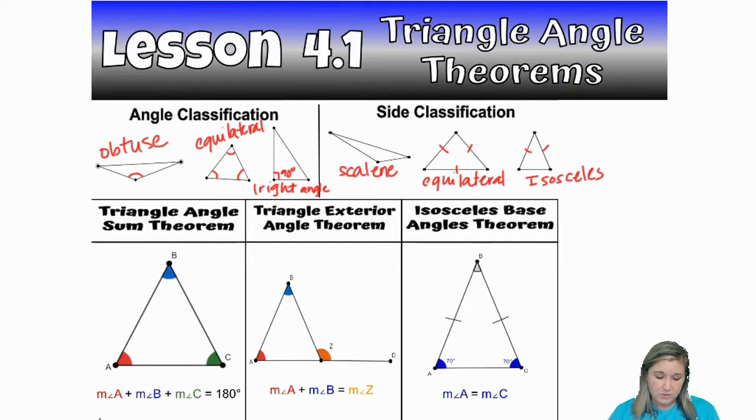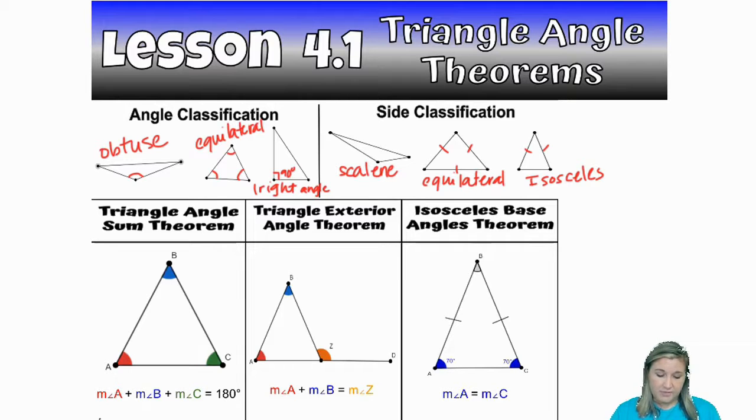So we may refer to triangles based on these classifications. Let's look at a couple of theorems that we have with the angles of a triangle. All the angles, this is the triangle angle sum theorem. This is where all the angles add up to be 180. So you have the measurement of angle A, angle B, and angle C. All of those add up to be 180 degrees.